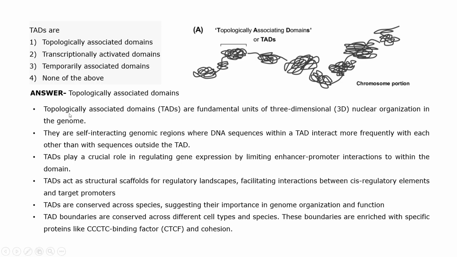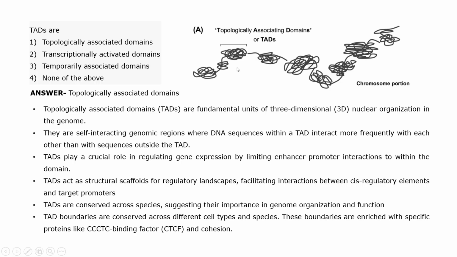So topologically associated domains, or TADs, are fundamental units of three-dimensional nuclear organization in the genome. These are specific regions that are recognized with this cohesin molecule or motor proteins, and it is bound by these CTCF regions, right? So CTCF proteins actually prevent the loop extrusion from a particular region. They are self-interacting genomic regions, where DNA sequences within the TAD interact more frequently with each other than with sequences outside of the TAD. You can see that there are several structure interacting regions present there.